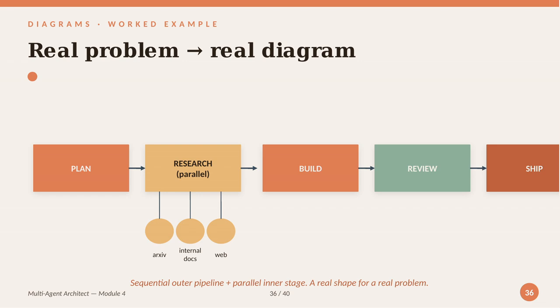Redraw. Worked example. Watch how the conventions come together. Outer shape. Sequential pipeline. Plan, then research, then build, then review, then ship. 5 stages. Data flows left to right. Each arrow is labeled with what flows. The interesting part is the research stage.